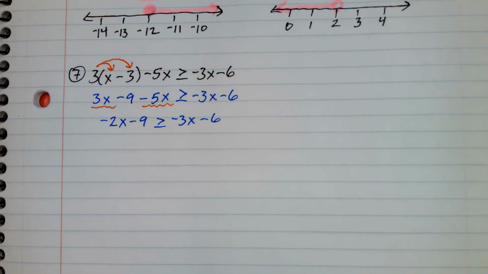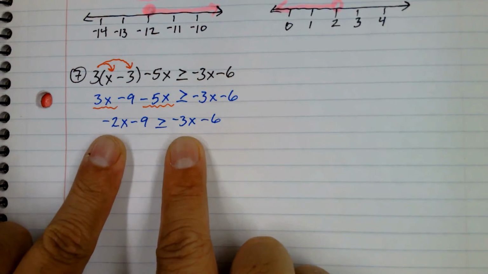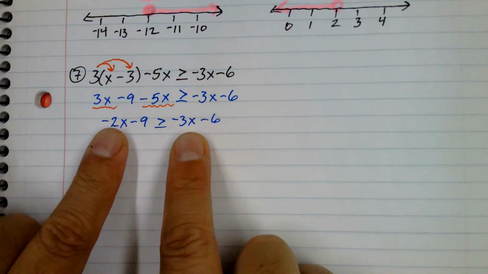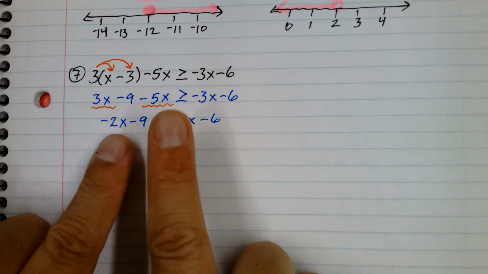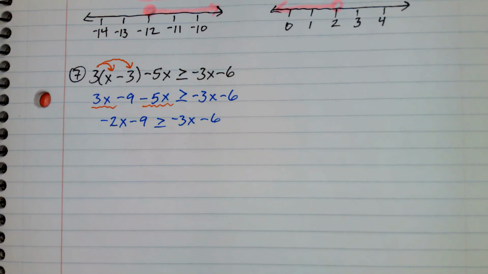Okay. So now we combined. We have variables on both sides. We can either add 3x to both sides to get rid of this, or we can add 2x to both sides to get rid of this. What we should probably do is think about the consequences of doing each one.